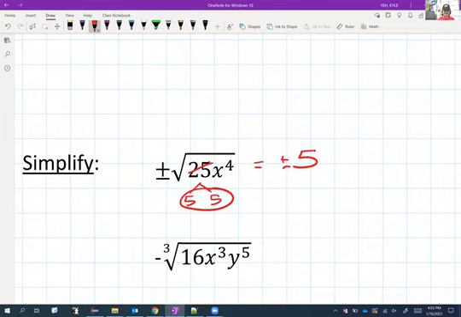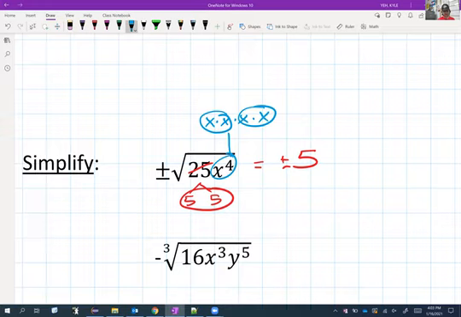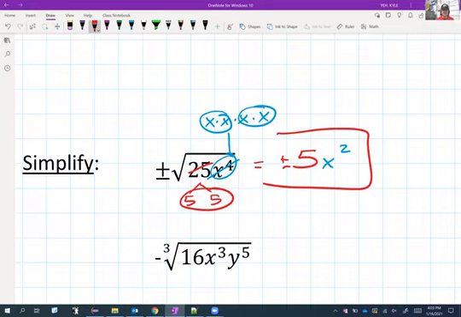That's nice. What about that x to the 4th? If you remember our prime factorization, what it looks like, x times x times x times x, right? There are 4 of them, x to the 4th, all multiplied together. How many groups of 2 do we have? There's a group of 2. There's a group of 2. So we can pull out 2 x's and have nothing left over inside. So our final answer on this one is plus or minus 5x squared.